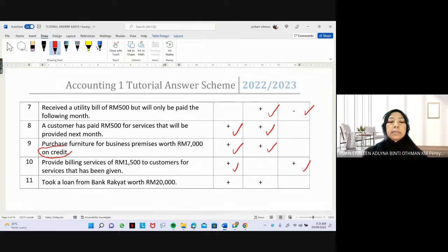Okay, alright. Number 11, you took a loan from Bank Rakyat worth RM20,000. So RM20,000 worth of loan. That means bila kita pinjam duit daripada bank, you will receive the money. Okay, plus 20,000 cash. But at the same time, you are actually owing the bank. So when you owe the bank, that means your liability has increased as well. So plus your liability and plus your cash as well, which is your asset.